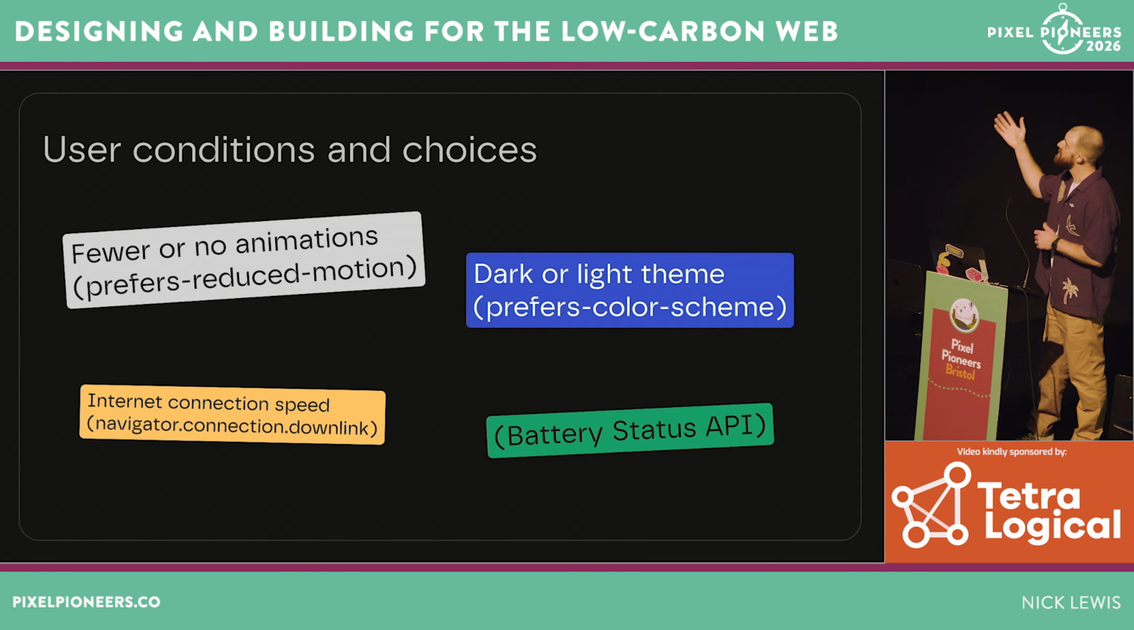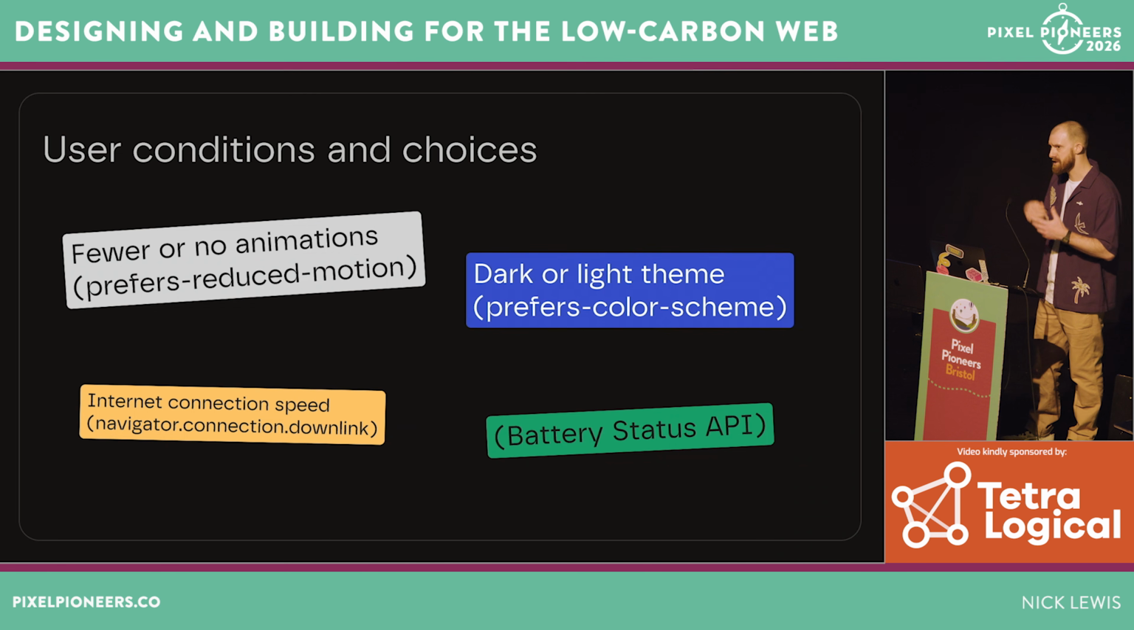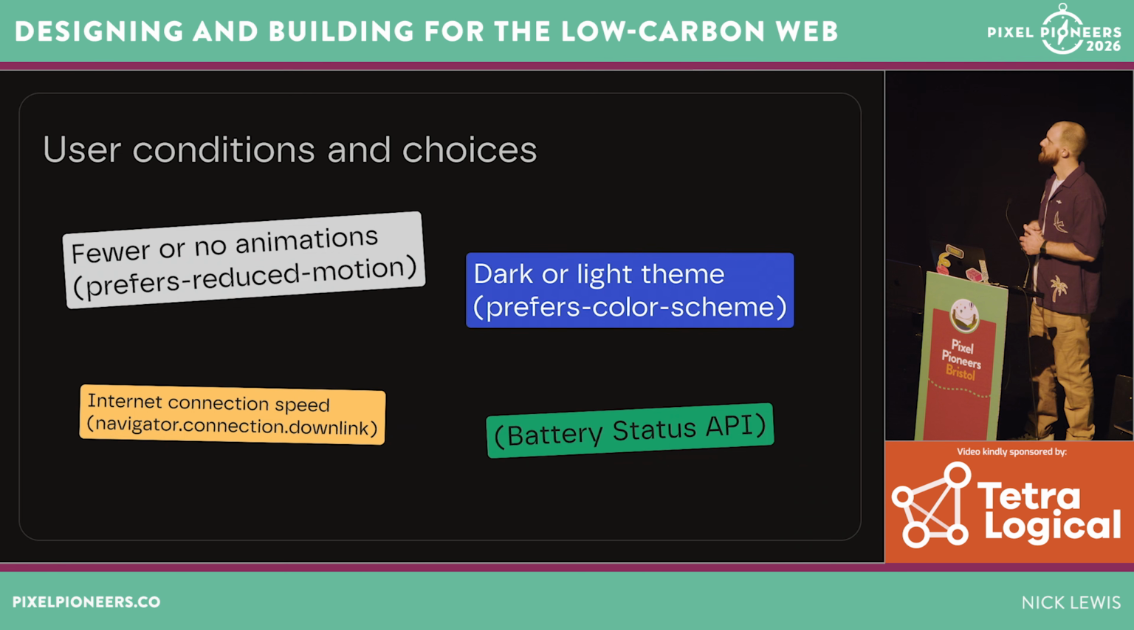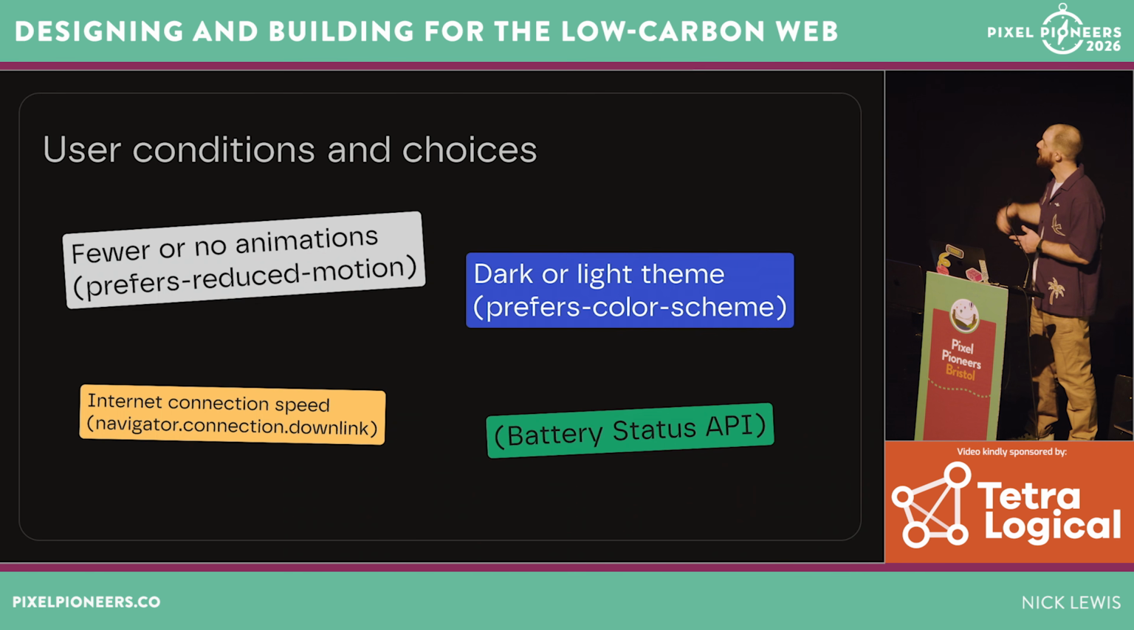We can respect user conditions and choices. Not everybody wants a fully animated website every single time they visit it. For some people, they literally simply cannot use a website like that. So we can use media queries, such as prefers reduced motion, to give the user the choice. Again, with dark and light mode, we can give the user choice. We can lead first with dark mode, but give them the choice to go light if they want it.